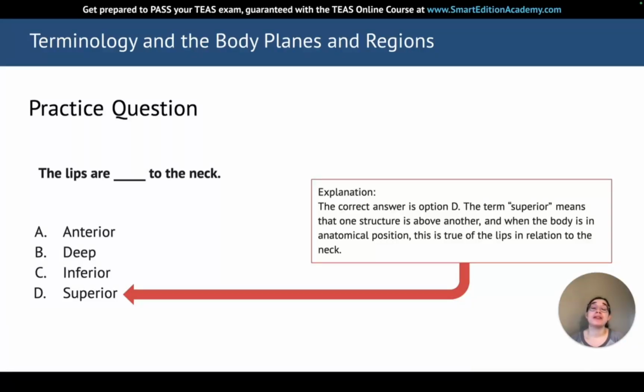Well, remember that the term superior means that one structure is above another when the body is in anatomical position. So if you're picturing a person standing upright, their arms hanging at their sides, the palms of their hands and their feet facing forward, then yes, indeed, their lips would be above their necks in that position.